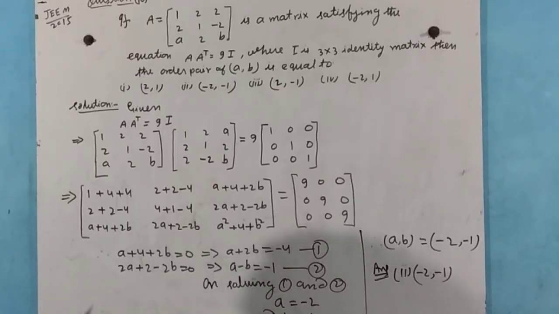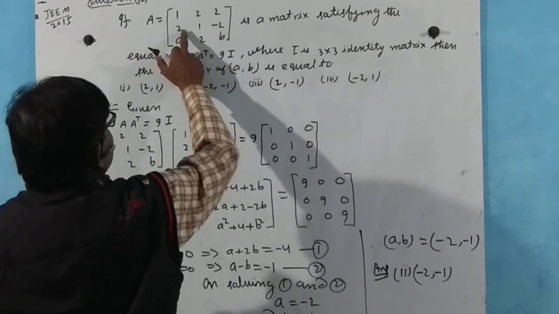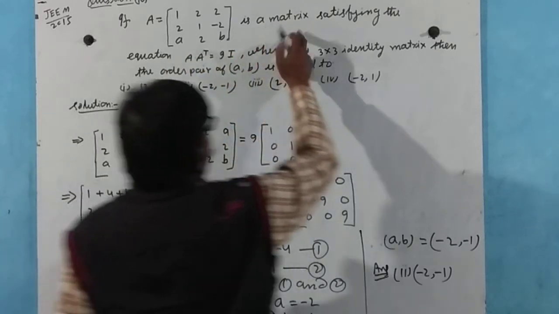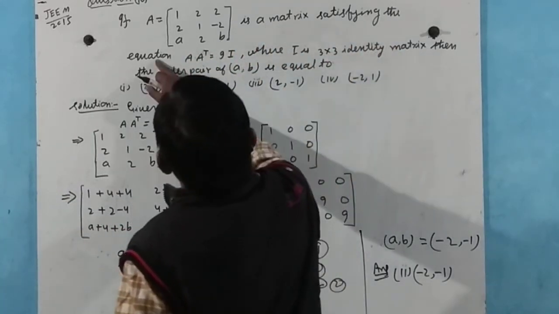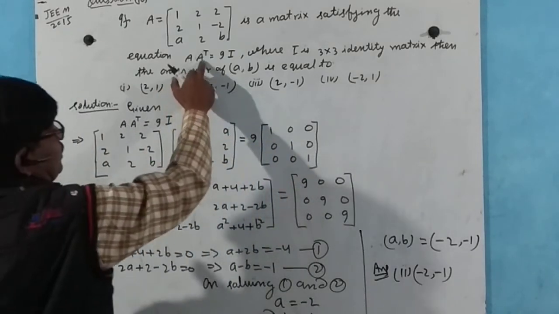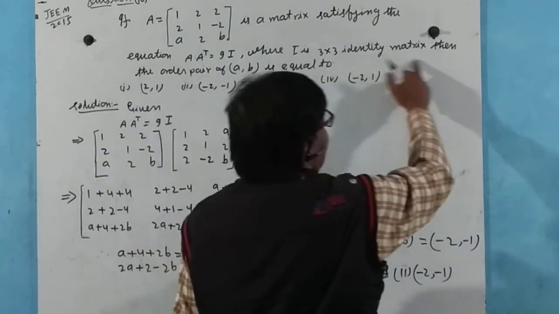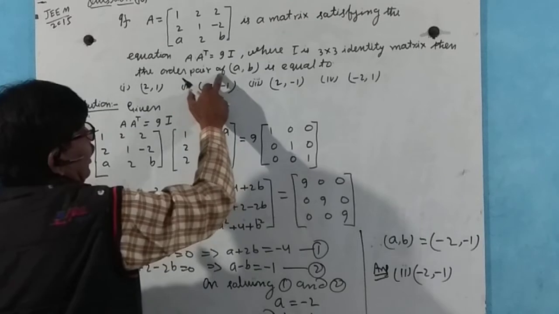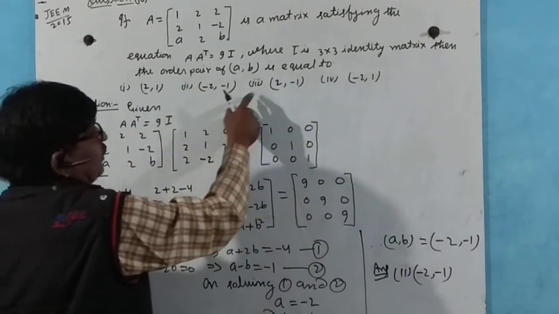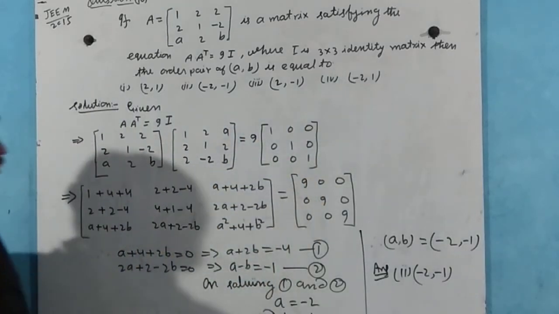Now question number 10. If A equal to the matrix with rows 1, 2, 2; 2, 1, minus 2; a, 2, b is a matrix satisfying the equation A times the transpose of A equal to 9I, where I is the 3 cross 3 identity matrix, then the ordered pair (a, b) is equal to: first 2, 1; second minus 2, minus 1; third 2, minus 1; fourth minus 2, 1.